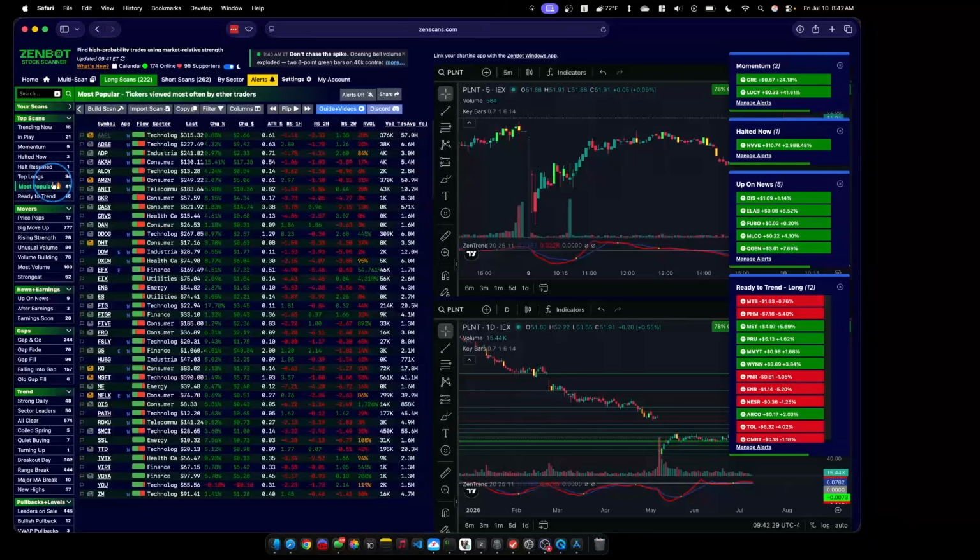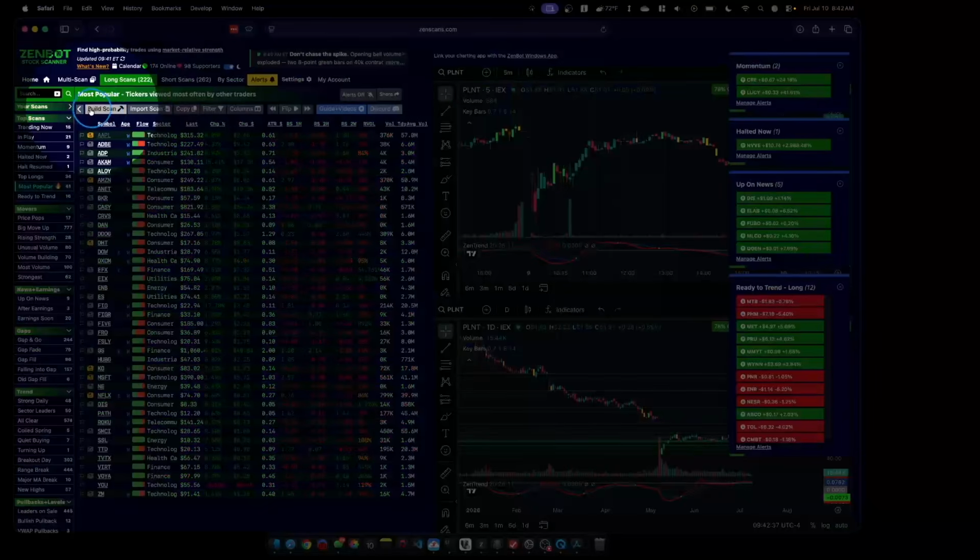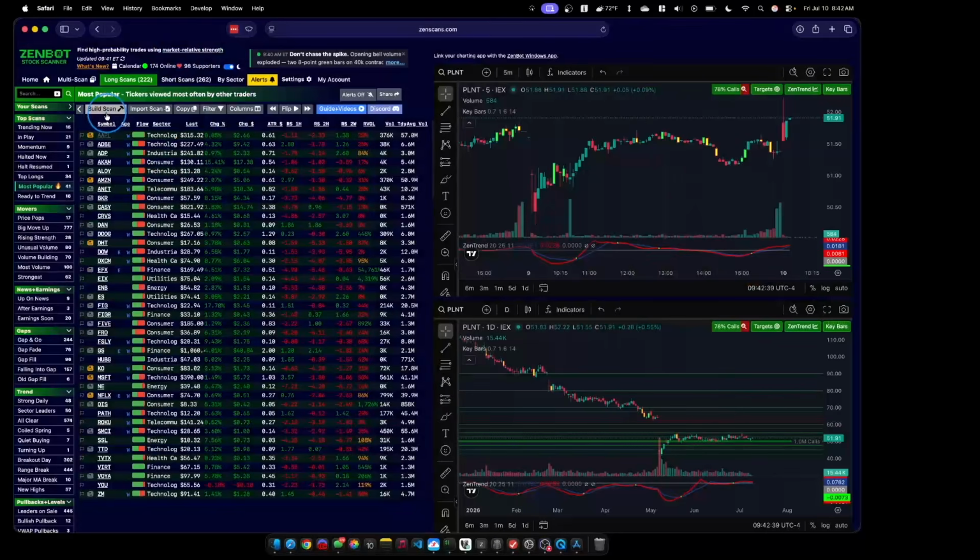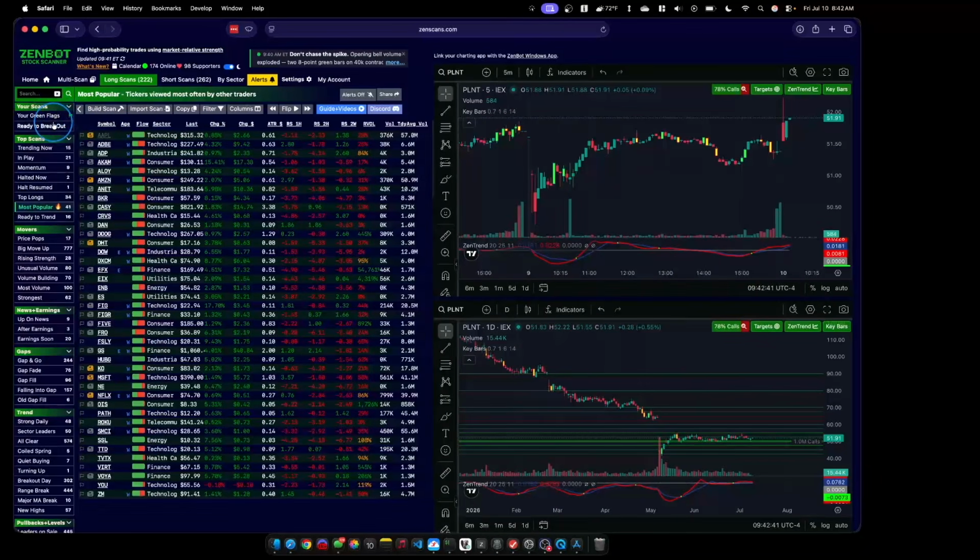If you haven't built a custom scan before, this is a really nice opportunity to see how it's done. You build a scan right here with this build scan button. I've got one already going here, ready to break out.